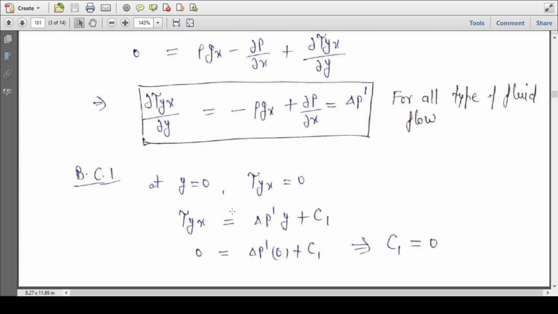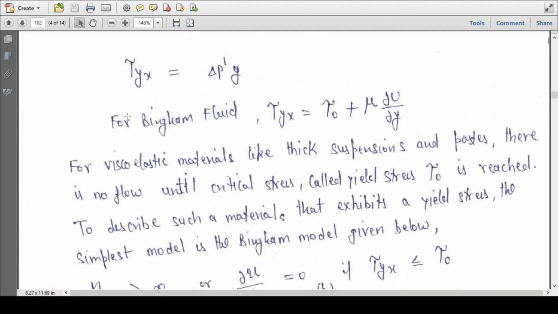So if you substitute this and integrate this equation, you will get tau yx equal to delta p dash y plus c1. Now you substitute the condition y equal to 0, tau yx equal to 0. From here you get c1 equal to 0. So it means your expression for tau yx equals delta p dash y. So this is the tau yx expression for this problem.